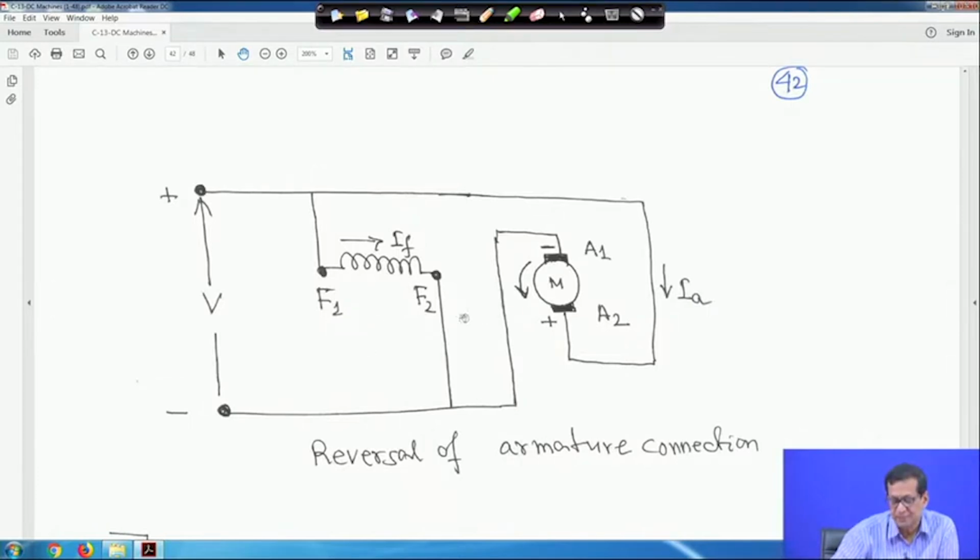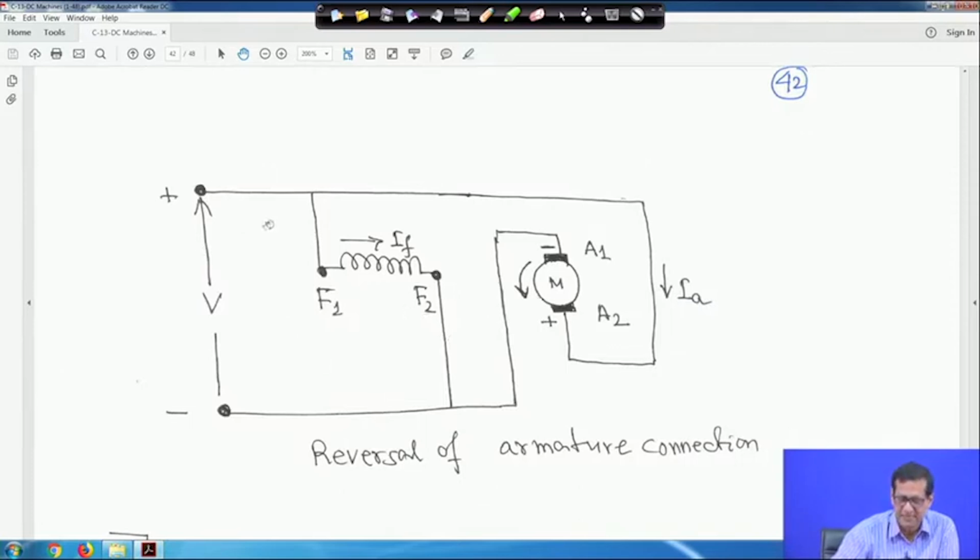But if you interchange both F1 F2 and A1 A2, the machine will rotate in the same direction, because torque is proportional to phi into Ia, the product of these two. Phi is proportional to If, so both If and armature current direction are changed, so the machine will rotate in the same direction. So if you interchange either of these, the machine will rotate in the opposite direction, but if you change both, the machine will rotate in the same direction.